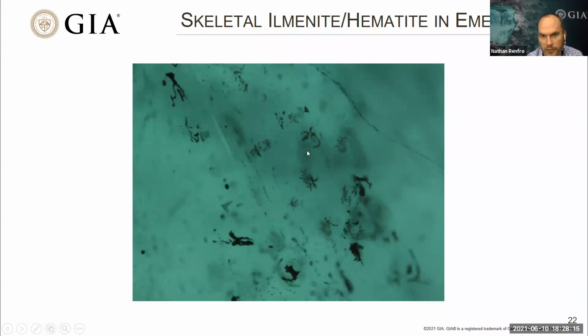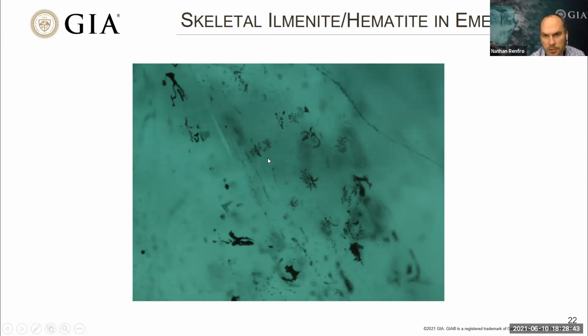And so what we often see are these exsolution products that are these skeletal ilmenite or hematite inclusions that are aligned parallel to the basal plane. And so you'll get these kinds of inclusions in a high iron stone. And since they're present in a high iron stone, you're not going to see these kinds of inclusions in, say, a Columbian emerald, because there's just not enough iron available during growth for these types of inclusions to exist.